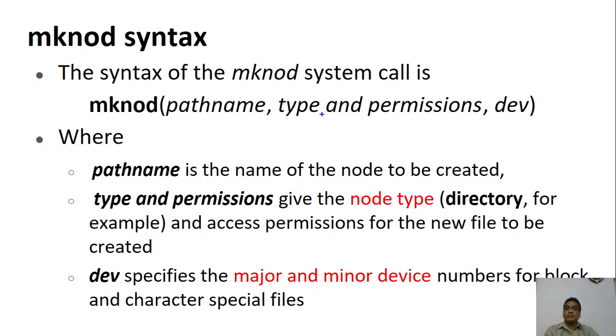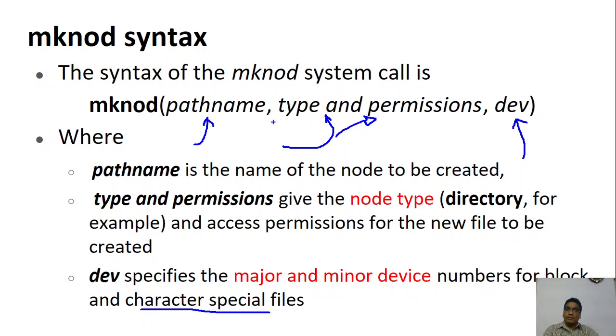The syntax of the mknod is as follows. We use the word mknod. We specify the path including the file name. We specify the type as well as the permission for creating the special file, as well as the major and minor device numbers, depending upon whether the file that you want to create is a block file or a character special file.